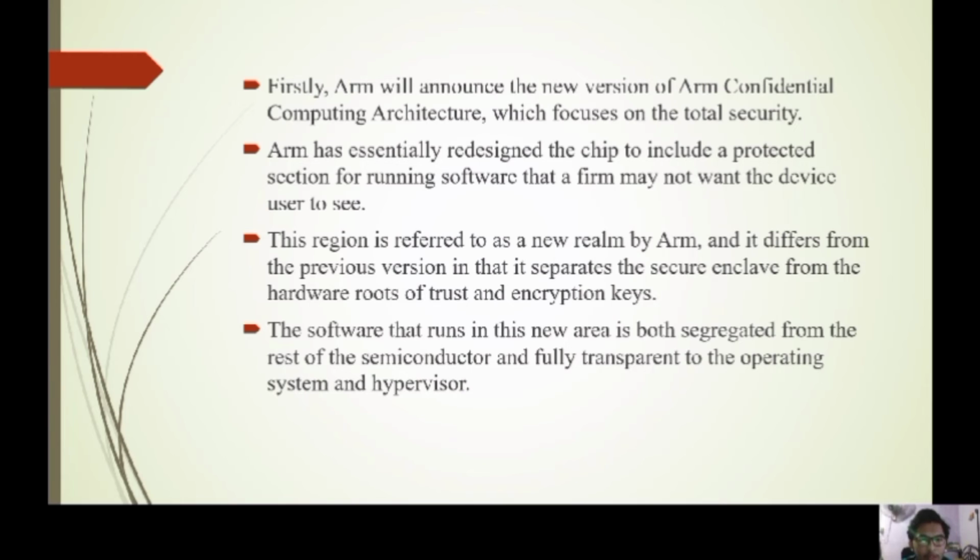This region is referred to as a new realm by ARM, and it differs from the previous version in that it separates the secure enclave from the hardware root of trust and encryption keys. The software that runs in this new area is both segregated from the rest of the semiconductor and fully transparent to the operating system and hypervisor.